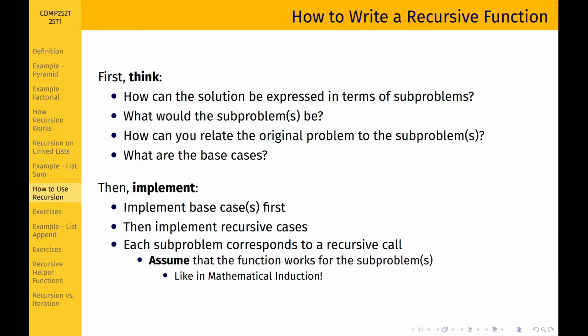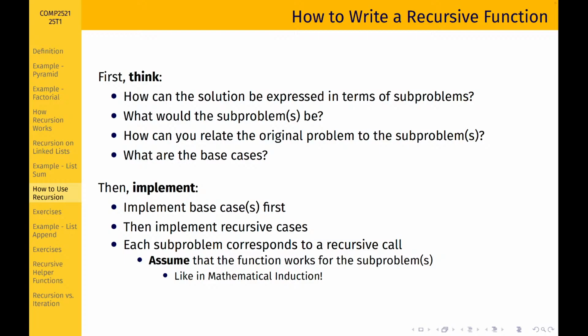First you have to think. That's the hard part. How can you express the solution in terms of subproblems? And then next up, what would those subproblems even be? For a linked list, usually it's going to be the rest of the list. What's the sum of the rest of the list? And then next, how do you relate the original problem to the subproblems? How do you solve the original problem in terms of the subproblem? Well, for the summing the list problem, if we found the sum of the rest of the list, and we added the first value, then that gives the sum of the entire list.